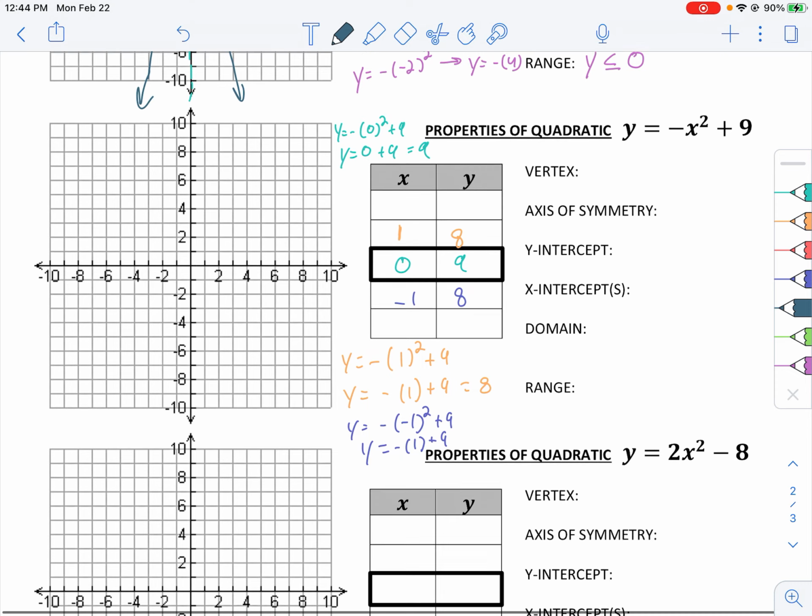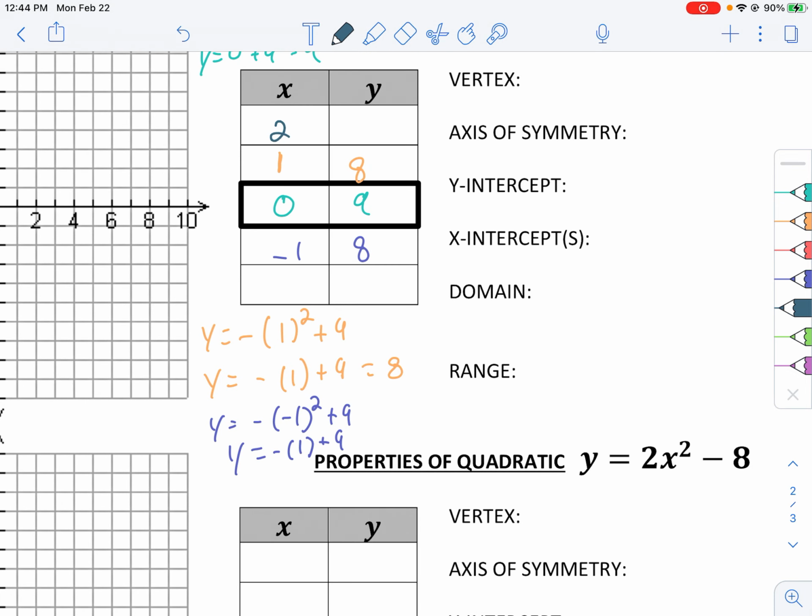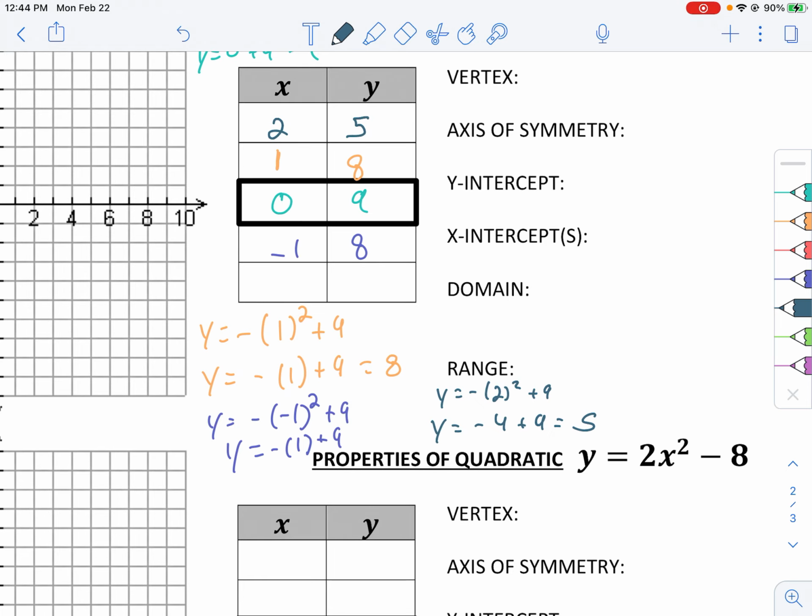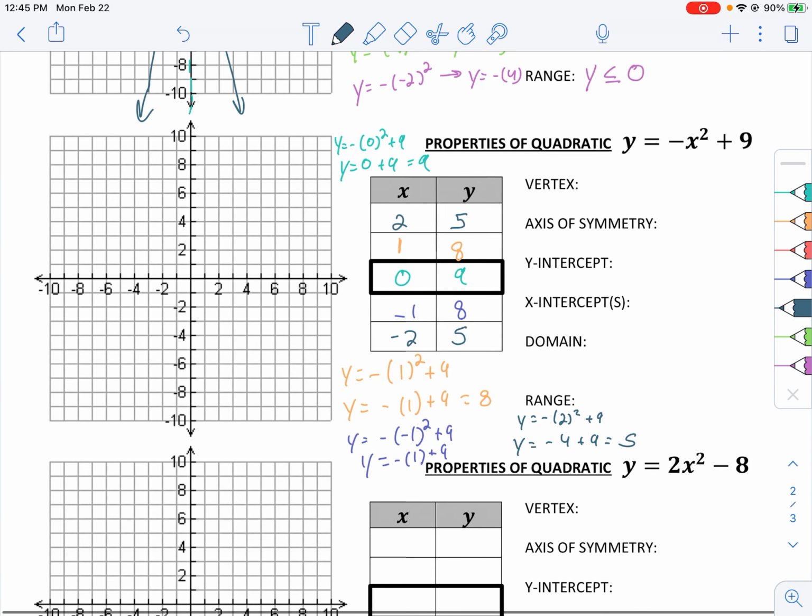All right, hopefully you're starting to see a pattern here. Let's plug in 2. So y is equal to negative 2 squared plus 9. So that's y is equal to negative 4 plus 9. So that gives us 5. So then I'll just tell you, negative 2, you plug that in, you're also going to get 5. Okay, so negative 2, positive 5 would put us right here. Positive 2 is also positive 5. Negative 1 is positive 8. Positive 1 was also positive 8. And then 0, we got positive 9.